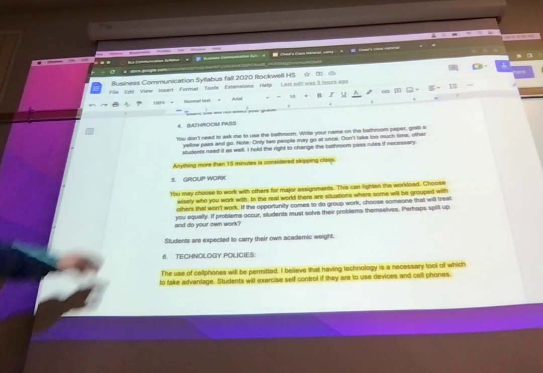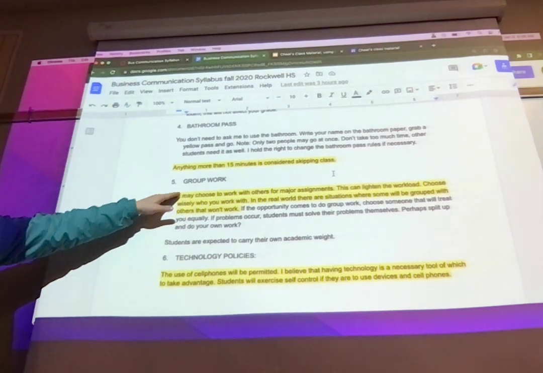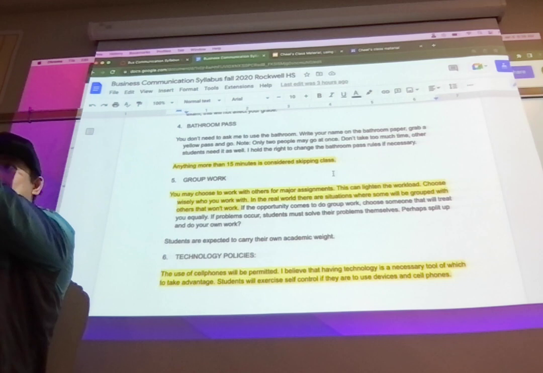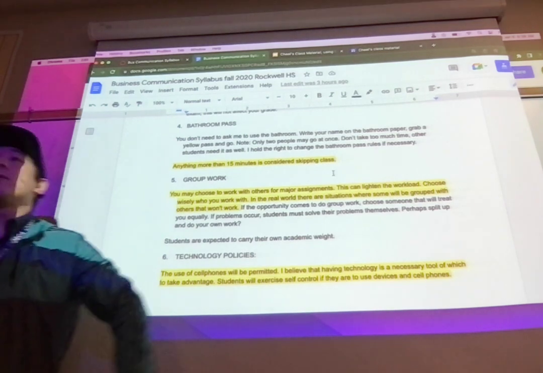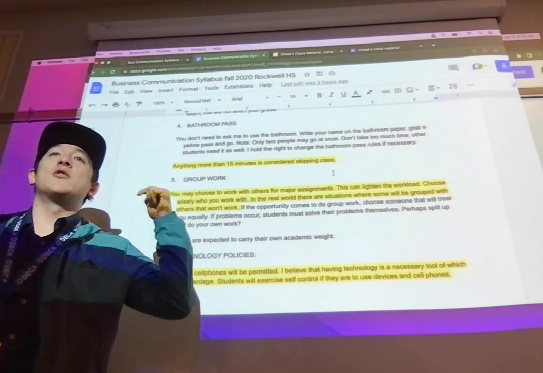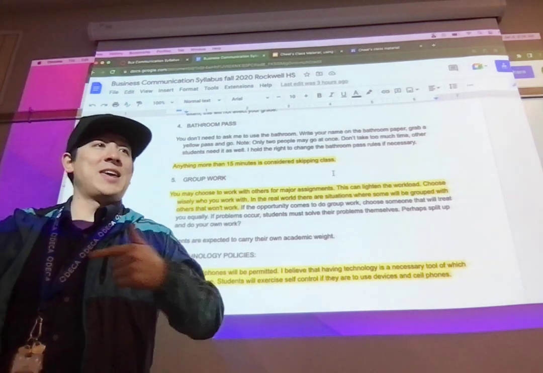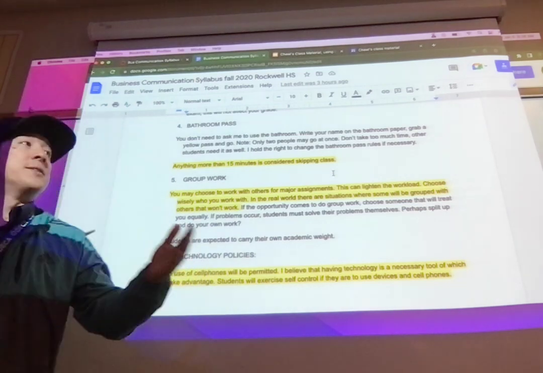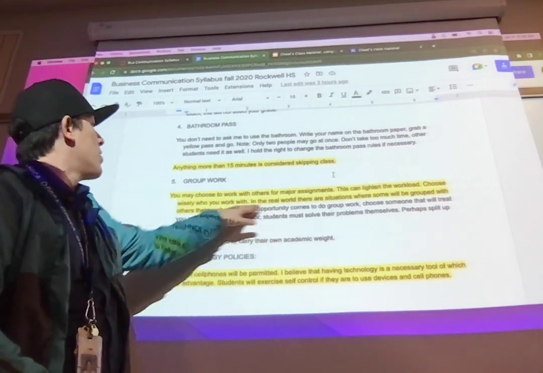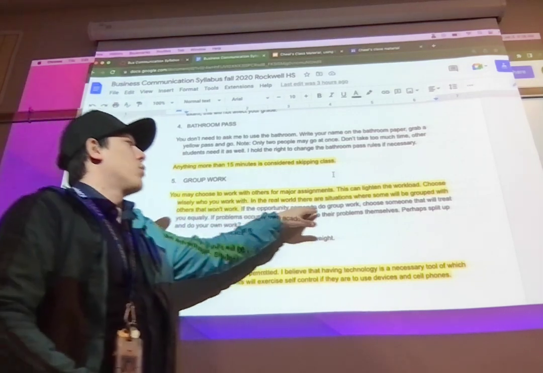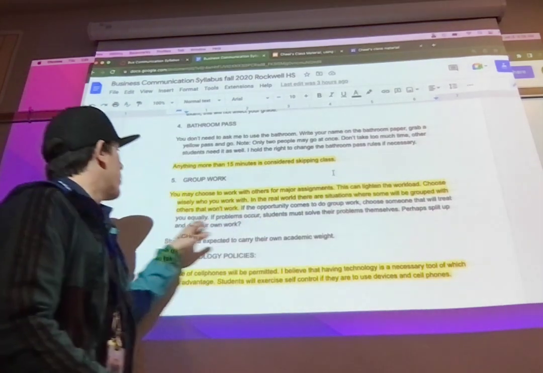Group work. You're gonna have 2 assignments where you do group work. I know who's gonna group with these dudes. It's gonna be you guys together. Okay, if I were you, I would choose someone like Knox. Knox is super smart, will do all the work, and you'll get an A for not doing anything. Choose wisely who you work with. In the real world, there are situations where some people will group with others that don't work.